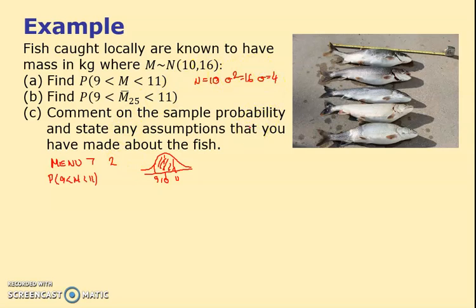And mu was 10. Yeah, just type it in. It was easy. I like that. So 0.197. So very easy question. But notice then part B is different.